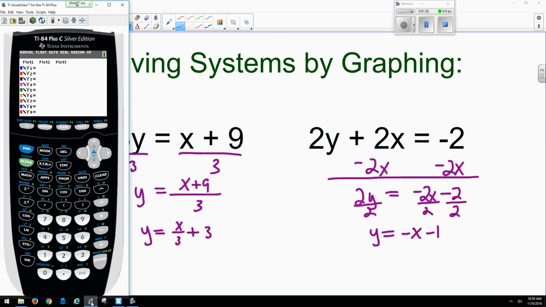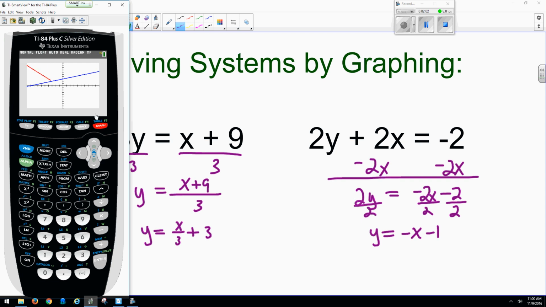So everybody go ahead and open your calculator, go to y equals, and we're going to type in these two equations. Don't forget about the alpha y equals option. So I'm going to put x over 3 plus 3 and negative x minus 1. I'm going to look at the graph, and I think mine is already in the standard window. That's a good place to start, from negative 10 to 10 on both axes.